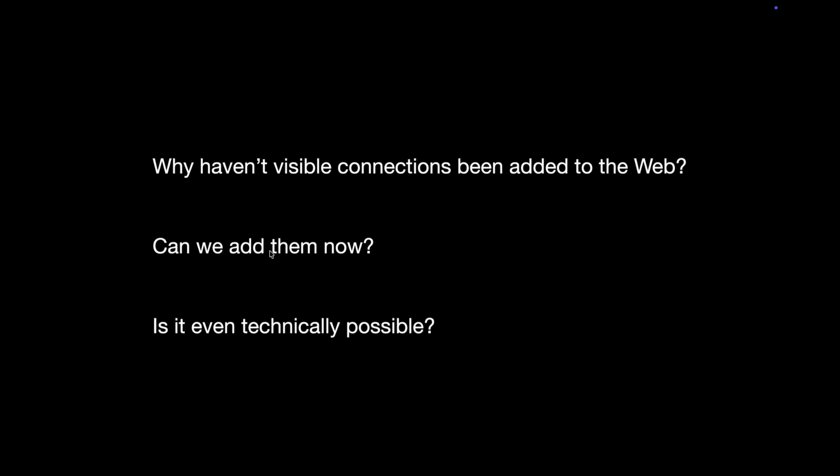If visible connections are so useful, why weren't they part of the web from the very beginning? Can we add them now? Is it even technically possible? In this video, I'll talk about the history of the World Wide Web. I'll explain how, in the 90s, we accidentally introduced a completely arbitrary limitation that prevents us from having visible connections between web pages. And I'll show you how we can overcome that limitation.